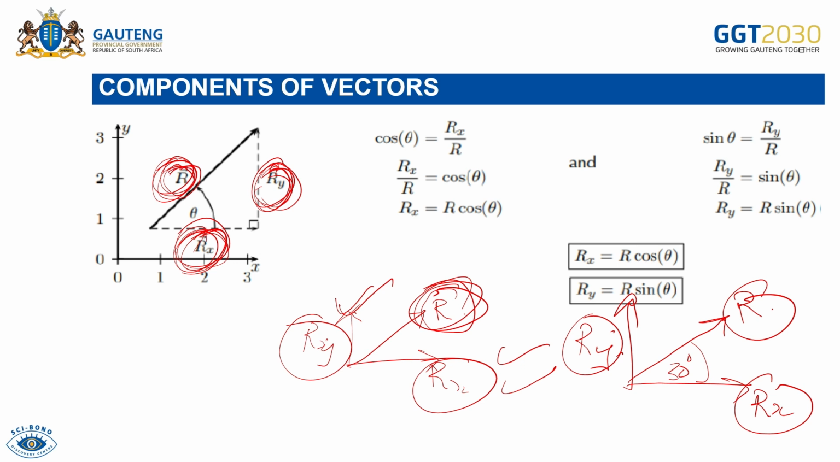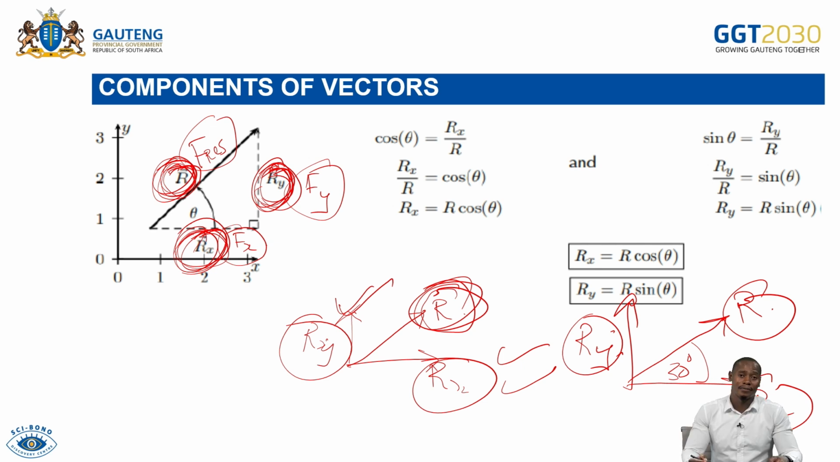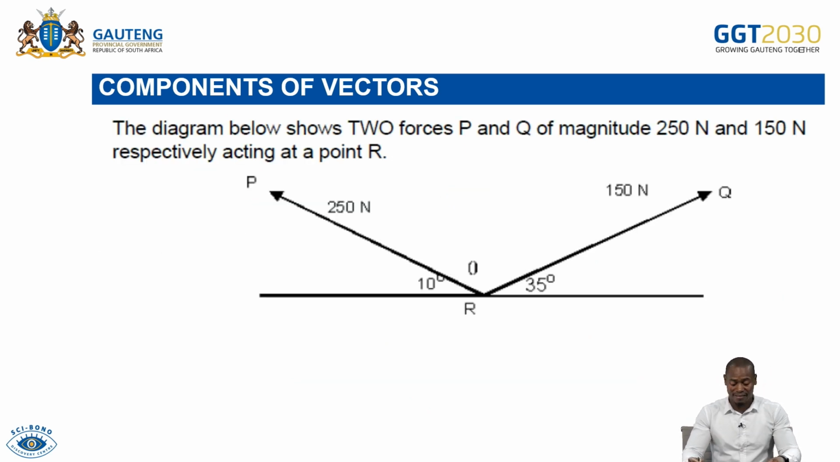Which means that here I can have the resultant force, which is F res. Here we'll have Fy, and here we'll have Fx. If the vectors I'm referring to are forces, then this will be the resultant force, the vertical component of the force, and the horizontal component of that force. So now we are moving backwards. Where are we supposed to start? This is very, very important. So let's look at this.